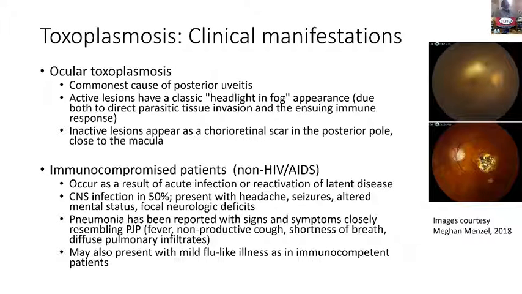And in non-HIV persons who are suffering from immunocompromise, for example, someone who's on immunosuppressive medication for whatever reason, solid organ transplantation and so on, it can occur either as a result of acute infection or reactivation of latent disease. In about half of persons who develop clinical manifestations, you get CNS infections: headache, seizures, altered mental status, focal neurological deficits. Pneumonia has been reported with signs and symptoms closely resembling Pneumocystis jirovecii pneumonia: fever, non-productive cough, shortness of breath, diffuse pulmonary infiltrates. It may also present with a mild flu-like illness as in an immunocompetent patient.